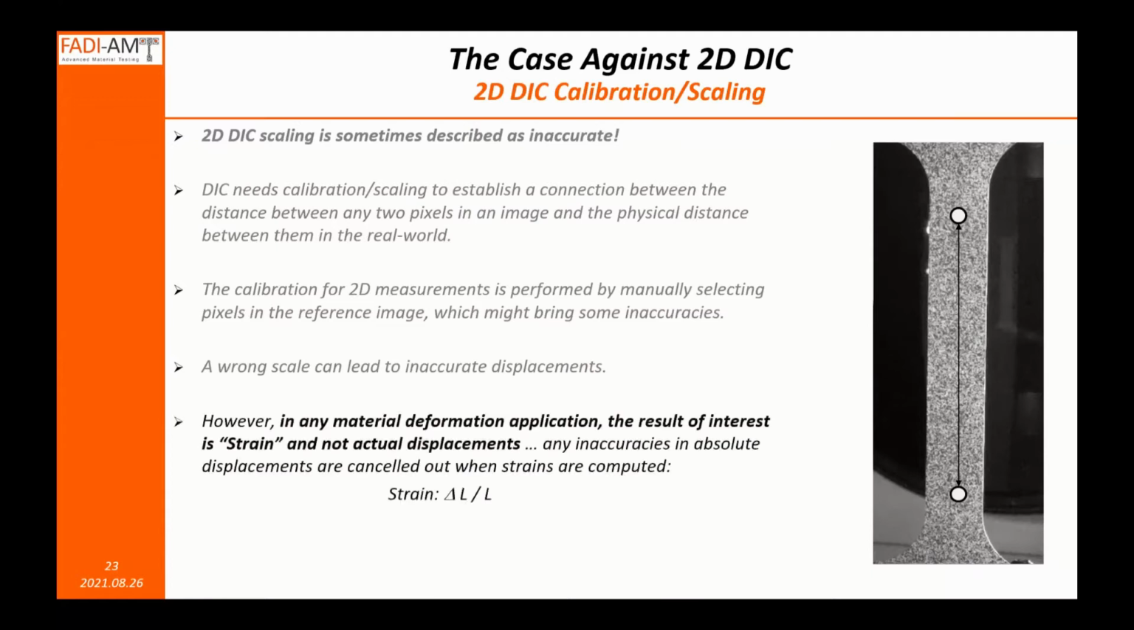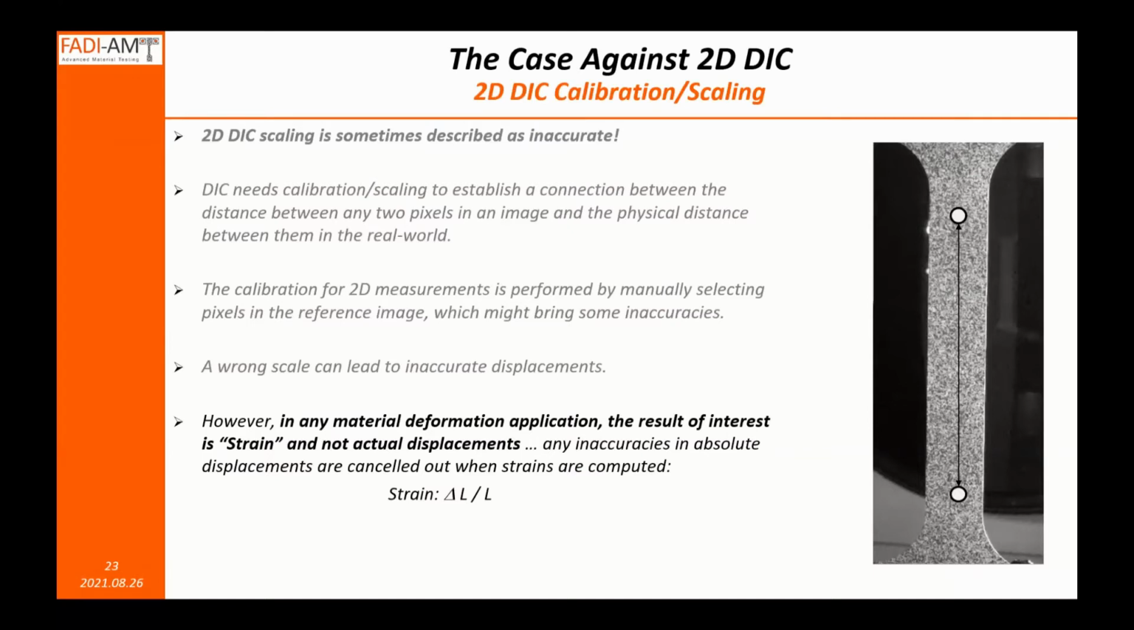While some of this is true, in many material testing applications, what we care about is strain, and this must be remembered. What matters is strain, it's not displacement. And so it's a game of relatives. And if you understand the error that's associated with that, you can get a sense of how sensitive your measurement in 2D DIC is to all these parameters that are related to scaling.